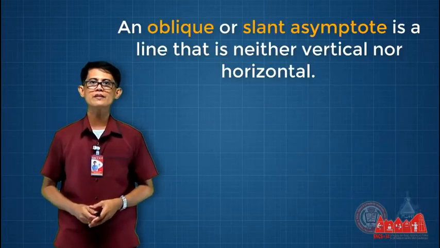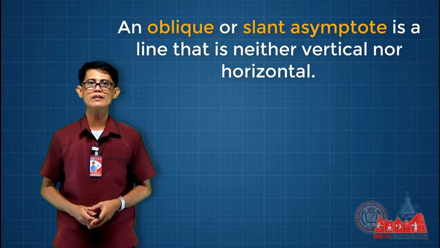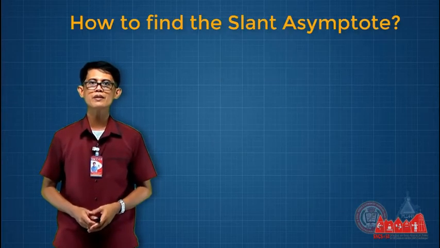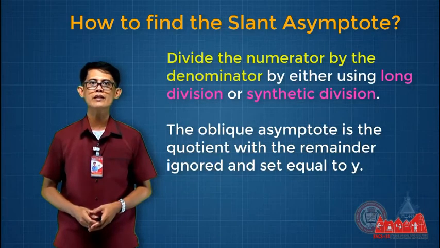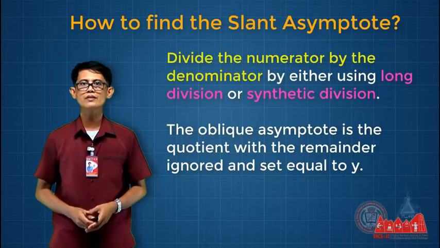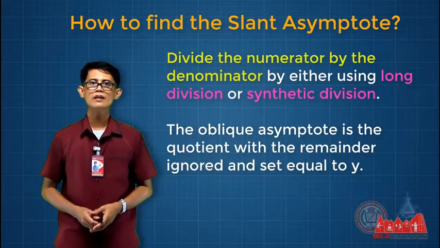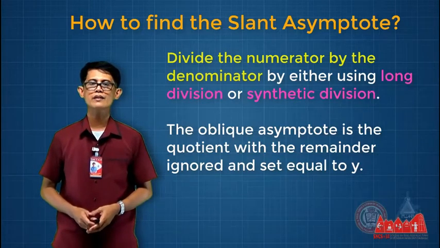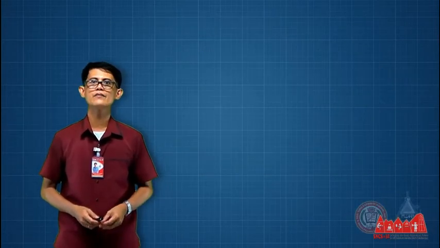An oblique or slant asymptote is a line that is neither vertical nor horizontal. It occurs when the numerator of f of x has a degree that is 1 higher than the degree of the denominator. In symbols, if n is greater than m. To find the slant asymptote, simply divide the numerator by the denominator using either long division or synthetic division. The oblique asymptote is the quotient with the remainder ignored and set equal to y. We will better understand this if we have an example.